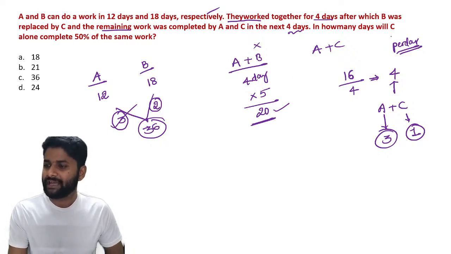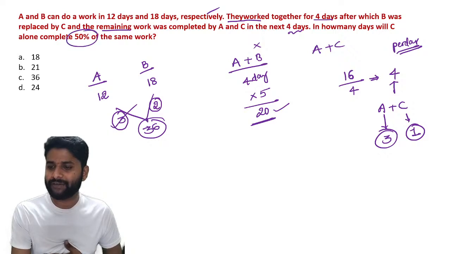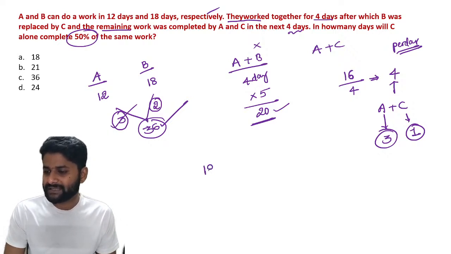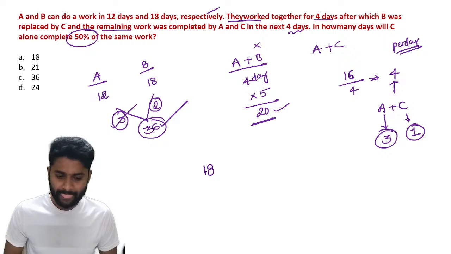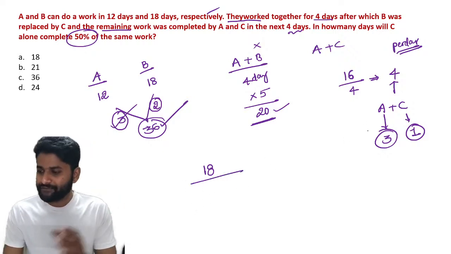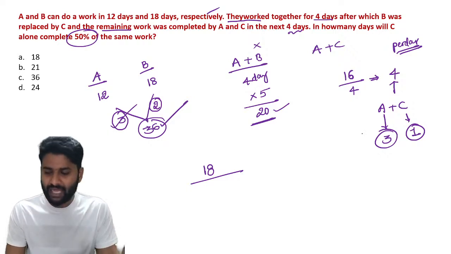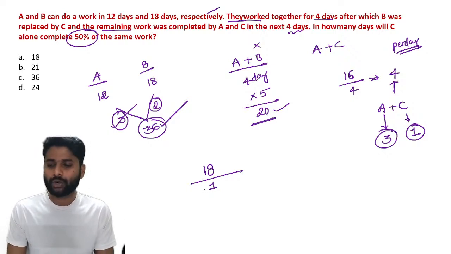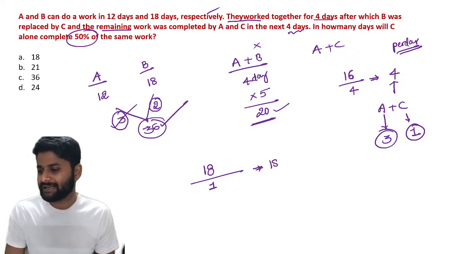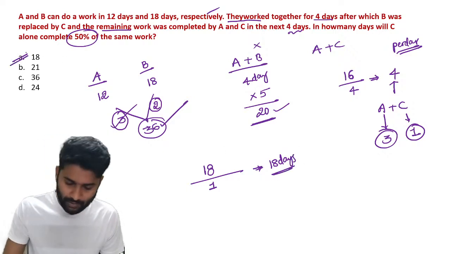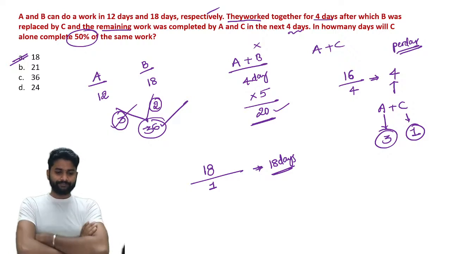C's efficiency is 1 unit, meaning he is capable of completing 1 unit per day. But here the question is, in how many days can C alone complete 50% of the same work? You know that 36 is 100%, so 50% is just 18 units of work. We assign these 18 units to C alone. With an efficiency of 1 unit per day, to complete 18 units, C takes exactly 18 days. Hope the whole explanation is clear.